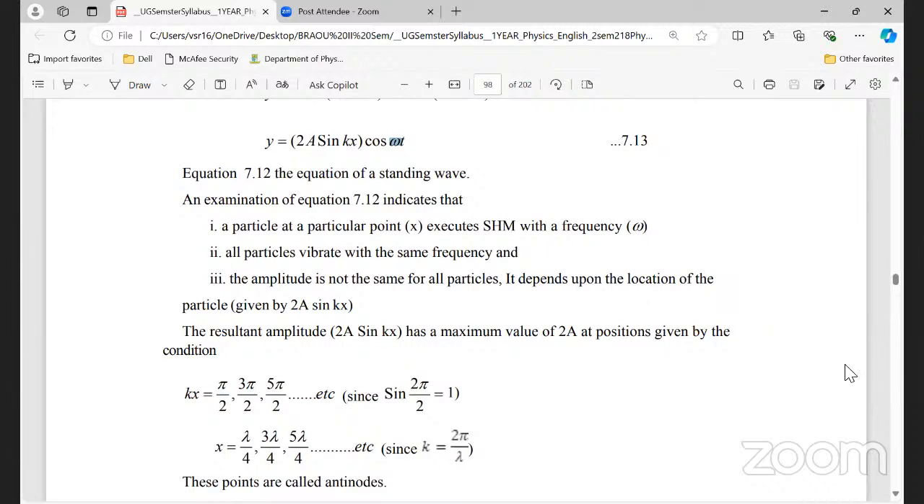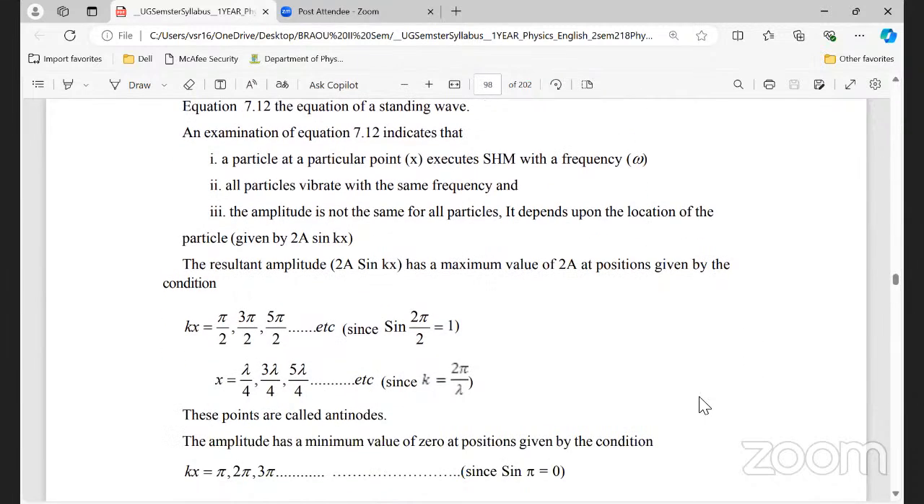That means location, in which medium the wave is traveling. So the resultant amplitude value is 2a sin kx. This value is maximum when kx values are 90 degrees, where sine 90 is 1, then 3 pi by 2, 5 pi by 2, odd multiples, 7 pi by 2, like that. In this case, the amplitude of the wave is maximum. This is the important bit.